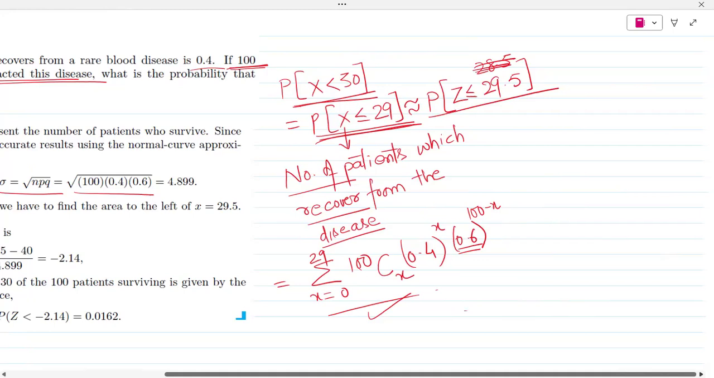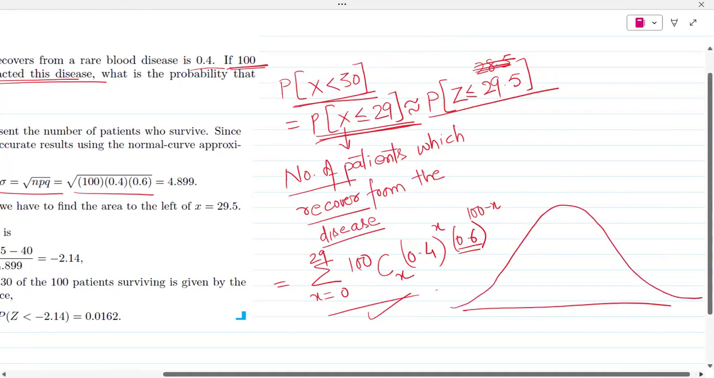Why so? Suppose I draw the same thing here, and suppose I am trying to approximate by the same technique that we were using earlier. Now here it will be 29 and here it will be 28, because once again the bin value or interval length is 1, since here it is the number of patients who recover from the disease. So what we need is fewer than, less than or equal to 29.